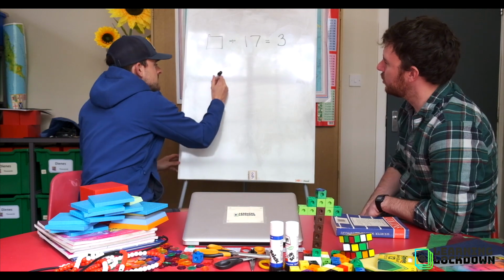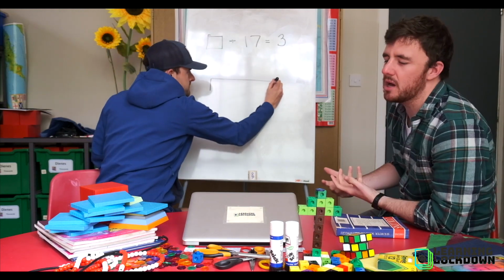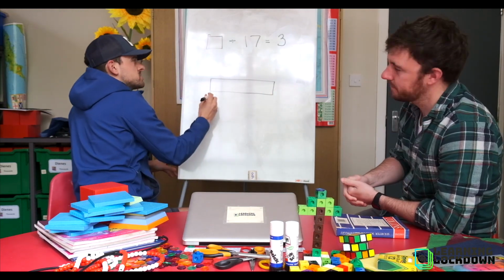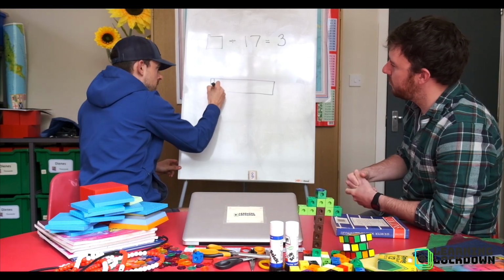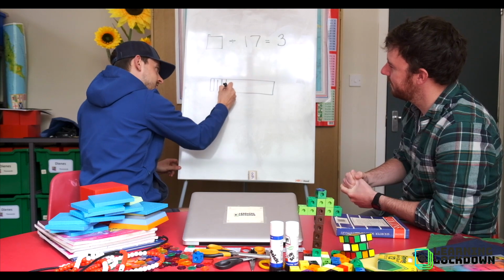What don't we know here in this question? Because we like to find out what we know and what we don't know. Well, we've got something chopped into 17 pieces. So I can chop this into 17 pieces. We know that much.